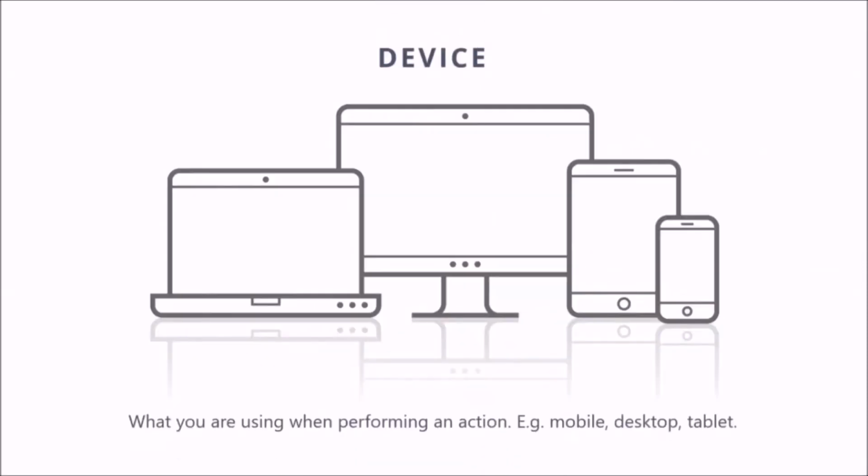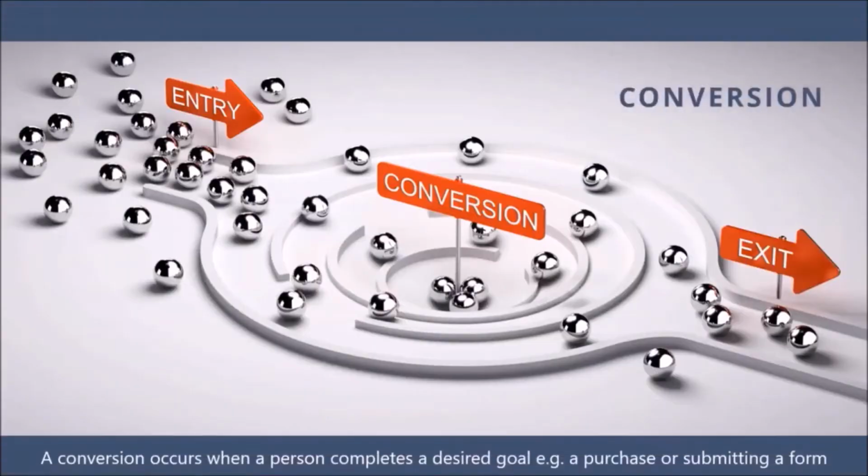Then we have device, which is what you are using when performing an action, for example, mobile, desktop, or tablet. Then a conversion. A conversion occurs when a person completes a desired goal, for example, a purchase or submitting a form. We will be talking about conversions a lot, and I'll bring this up again. But yes, a purchase, submitting a form, subscribing to a newsletter, whatever it is that you want to achieve, you're tracking for those different conversions.